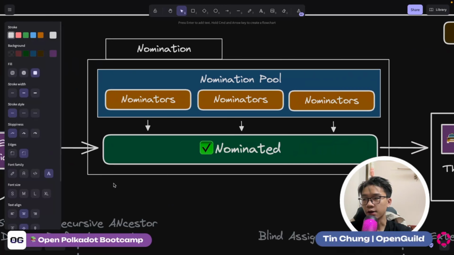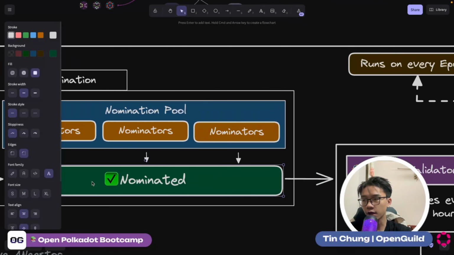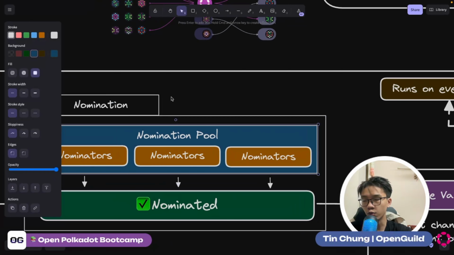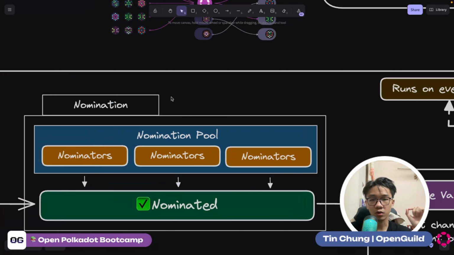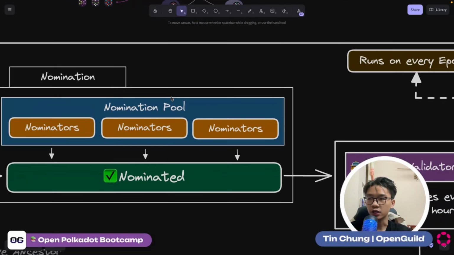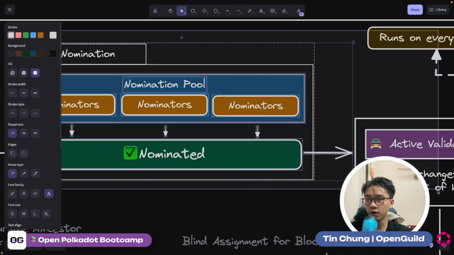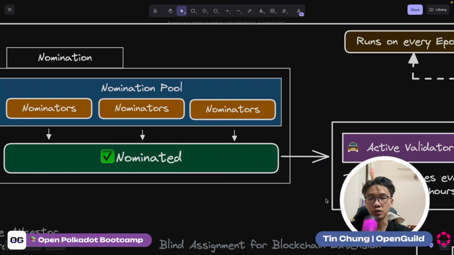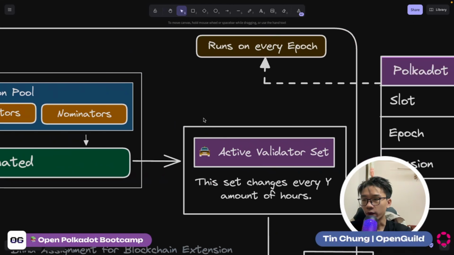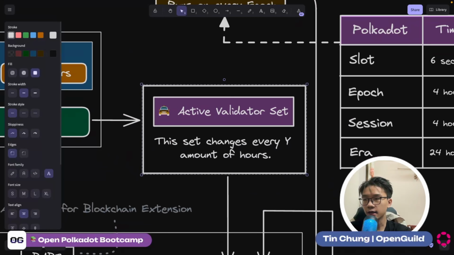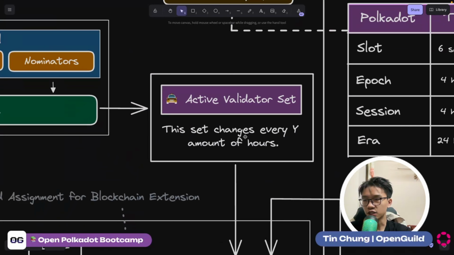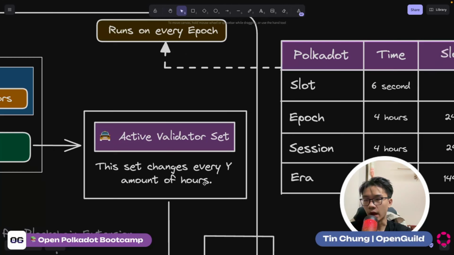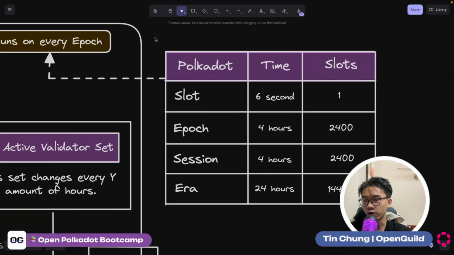These elected validators will be nominated by the nominators of the nomination pool. So the nomination pool is going to nominate who is going to validate the block. This is another indication that the nominators have to choose the validators to participate in block production. When we have the active validator set, this set is going to change every certain amount of hours, and we also have it run on every epoch.